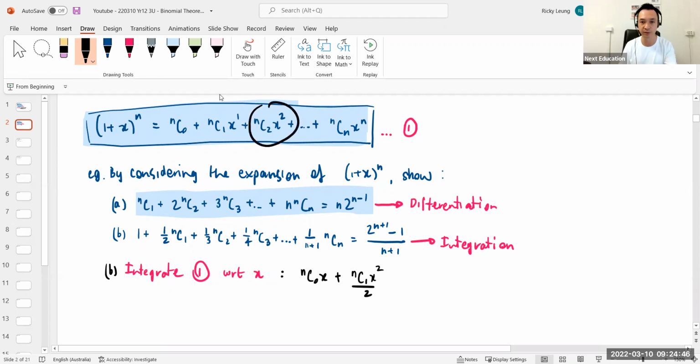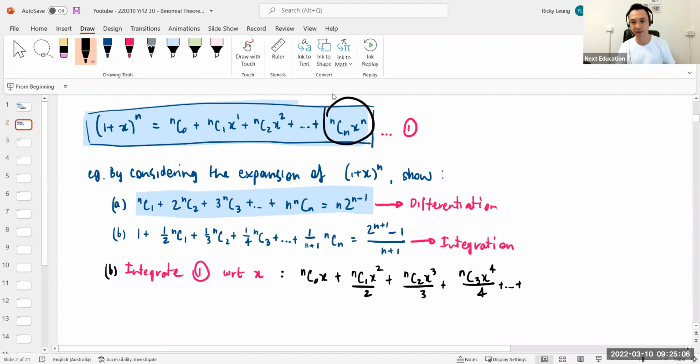Now this guy's turn, add 1 to the power, divide by new power, plus, now they want me to do one more, so let's do one more. I really should have put in that cubic term, but nC3, add 1 to the power, divide by new power, plus dot dot dot. Now for the nCn x^n, I'm going to add 1 to the power. So the constant stays, add 1 to the power, divide by new power. Now, we know that when I integrate and there's no limits, I need to add c, the constant for this guy.